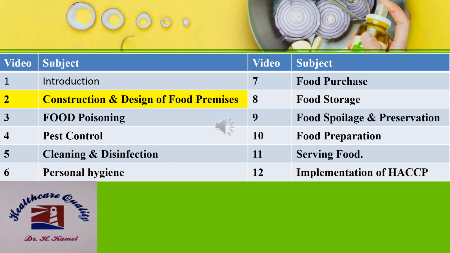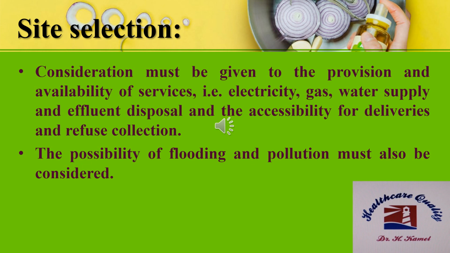This video is the second in a series of 12 videos. For site selection, consideration must be given to the provision and availability of services, that's to say electricity, gas, water supply, and effluent disposal, and accessibility for deliveries and refuse collection. The possibility of flooding and pollution must also be considered.